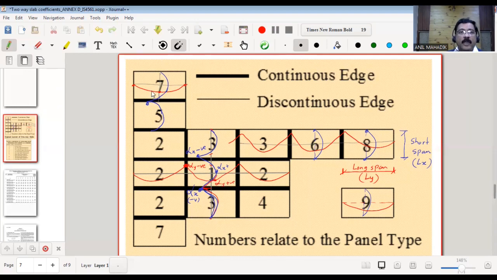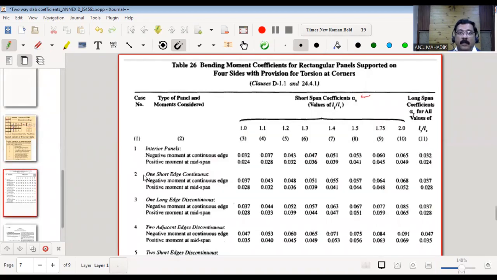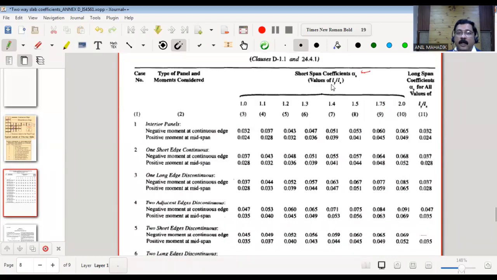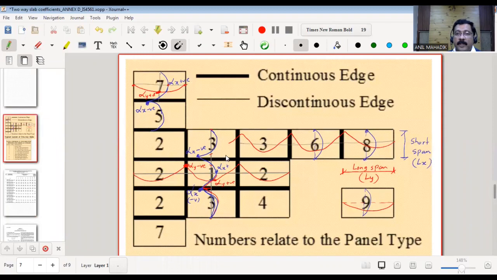It is applicable for all. Here also you can see this will be red color, longer span, alpha y positive. And blue color, this will be alpha x positive. And as there is a negative moment here, alpha x negative. Please see the directions, shorter span. This is along the shorter span, therefore it is alpha x negative. So this is the interpretation of the two-way slab coefficients as given in the code. In Table 26, alpha x depends on the Ly by Lx ratio. So depending on your slabs, you can take the alpha x and alpha y values for analysis.